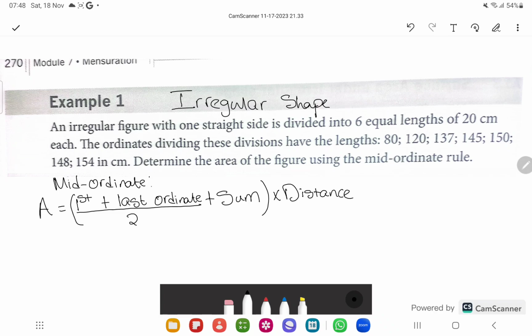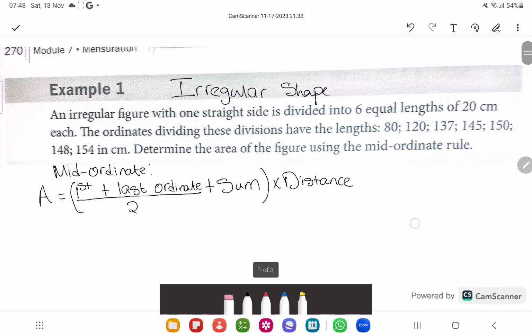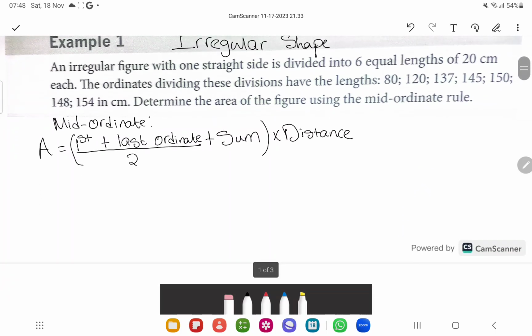Okay, so now the question says here, an irregular figure with one straight side is divided into 6 equal parts of length 20 centimeters each. The ordinates dividing these divisions have lengths from 80 up until 154. The question says determine the area. So what we're going to do here is write the formula as we have already written.